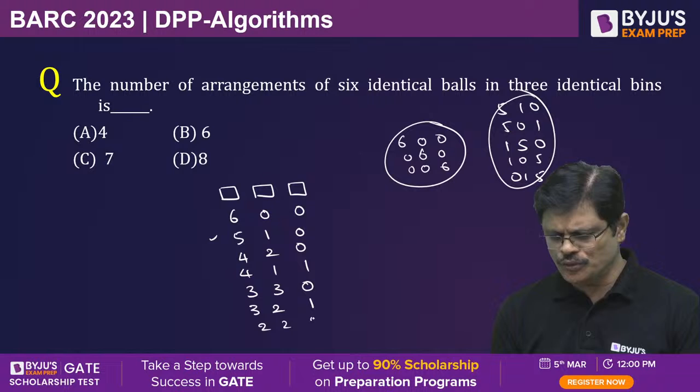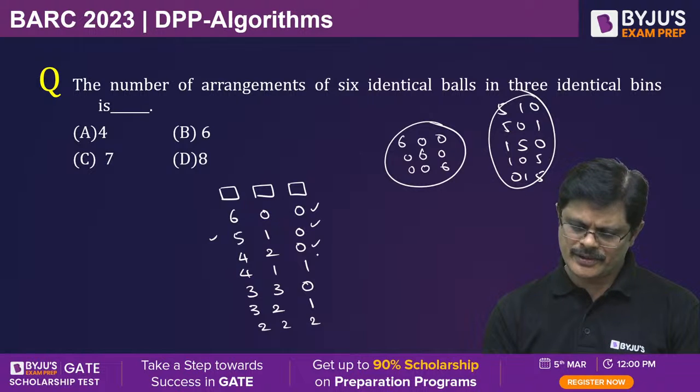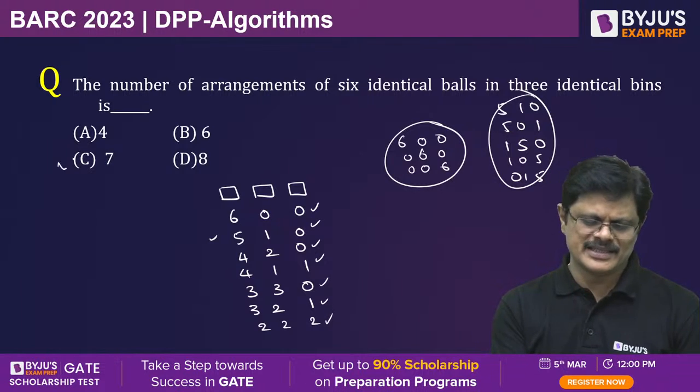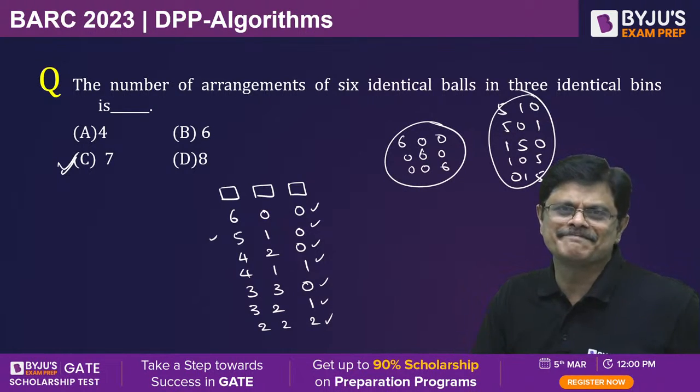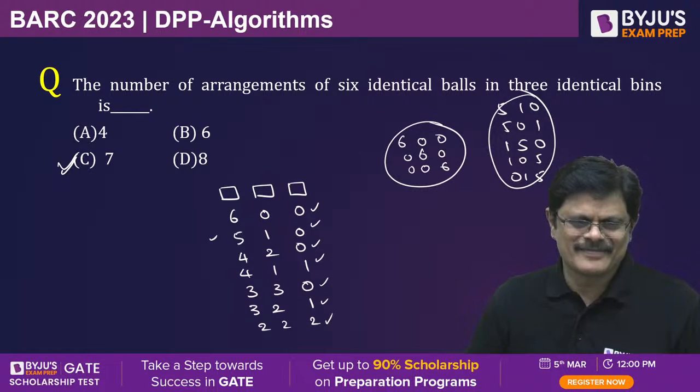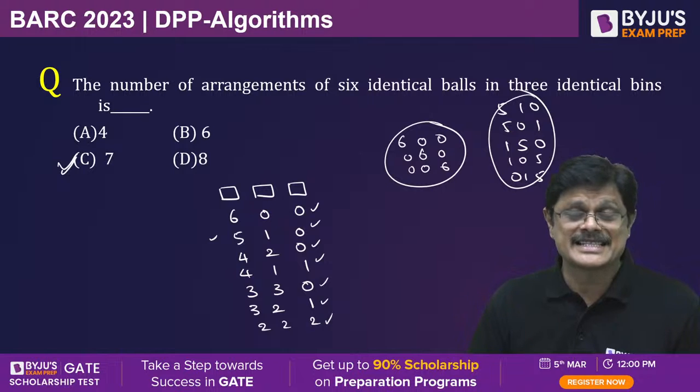And you can have 2 2 2. 1, 2, 3, 4, 5, 6, 7 happened. 7 is the answer for this. 7, 2 2 2 is there, no? 7 is the answer.